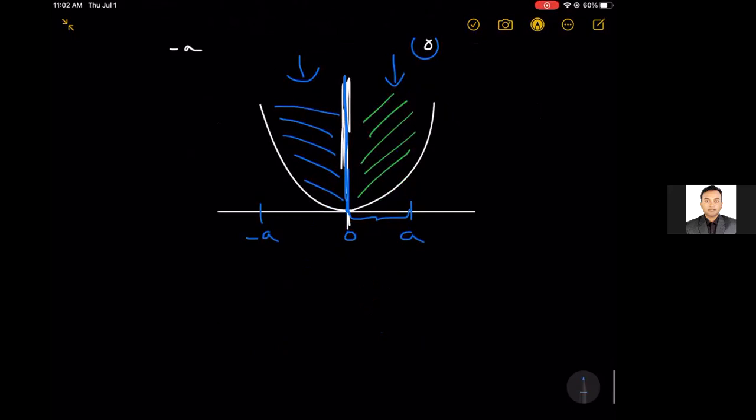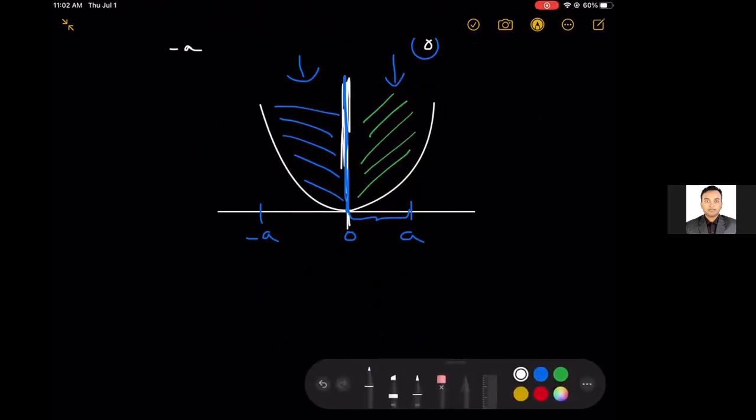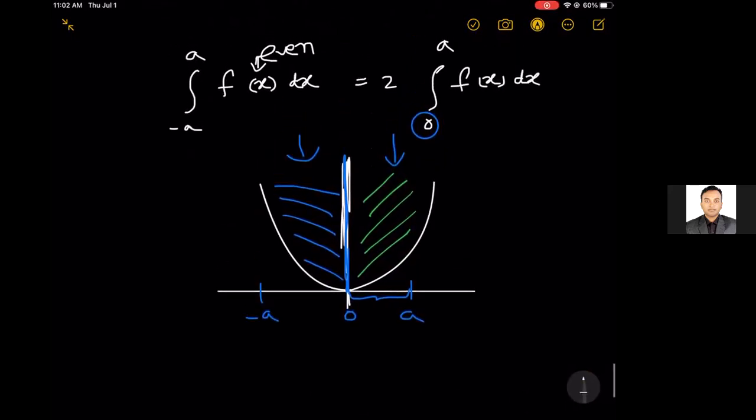And for the odd function, can you guess what might happen? Anyone? If your function is odd, can you imagine what could happen? It would just be the negative of that value. Almost, but it's actually 0.